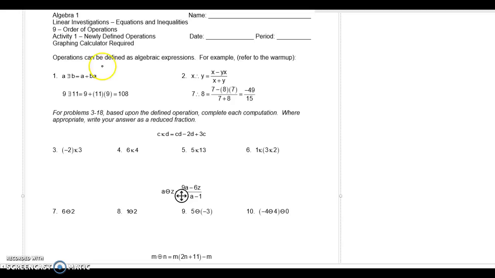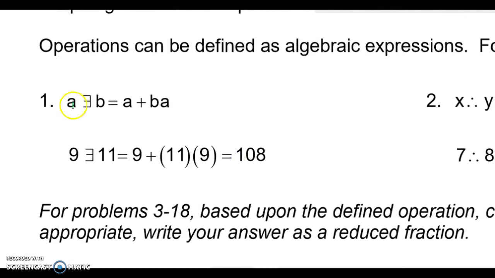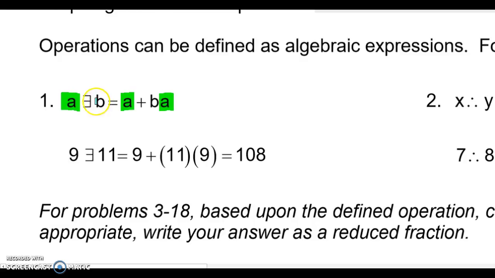So operations can be defined as algebraic expressions. And here's our first example of a newly defined operation. We have this A and then this backwards E, B, is given as this. So I'm going to highlight some things just to kind of pull those out. Anywhere I see an A, I'm going to put a little highlight. I'm going to do the same thing with B, but in a different color. So we're defining this operation as A backwards E B is A plus B times A.